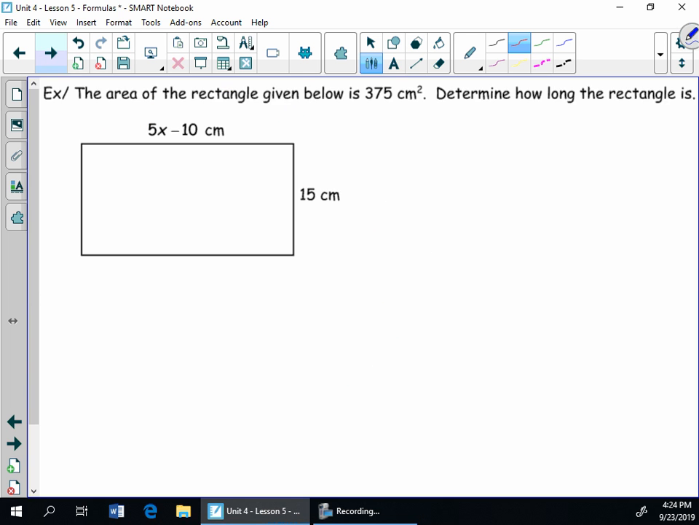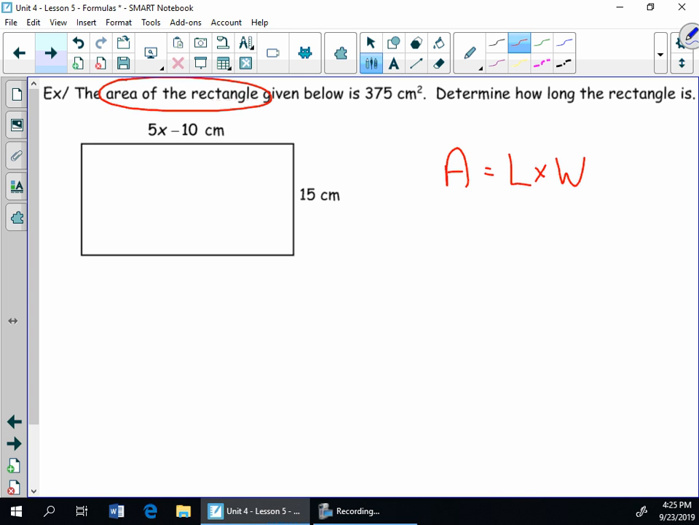Okay, last one. Shape problem. Still the same kind of idea. There's formulas that deal with shapes. We talk about circles, pi r squared. We talk about triangles, base times height divided by 2. Okay, the area of a rectangle is actually one of our nicest areas. The formula is length times width.